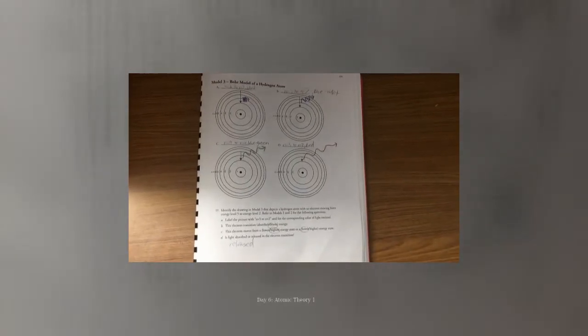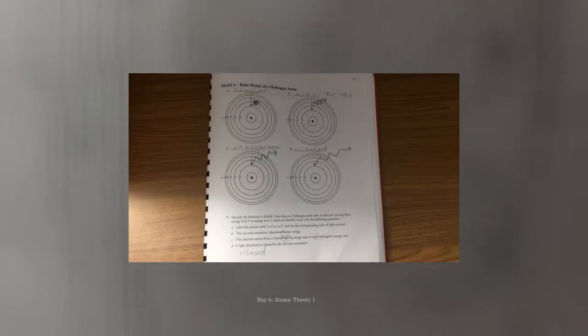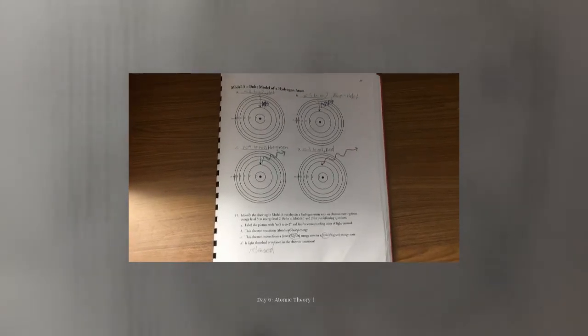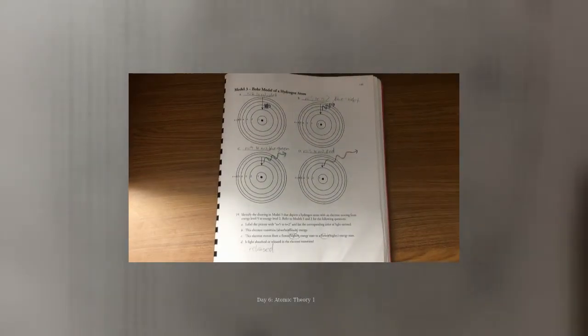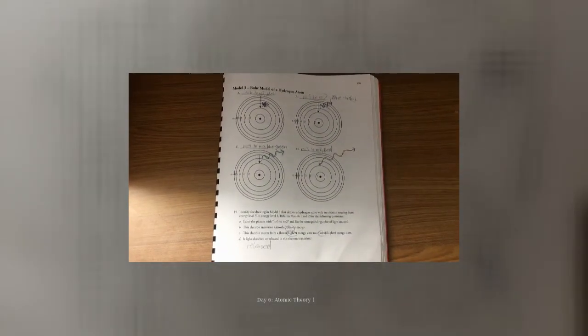On day 7, we did Atomic Theory 1, which involves topics involving the electromagnetic spectrum. And using this, we could tell the spectral lines of each element, as actually all of them are unique.